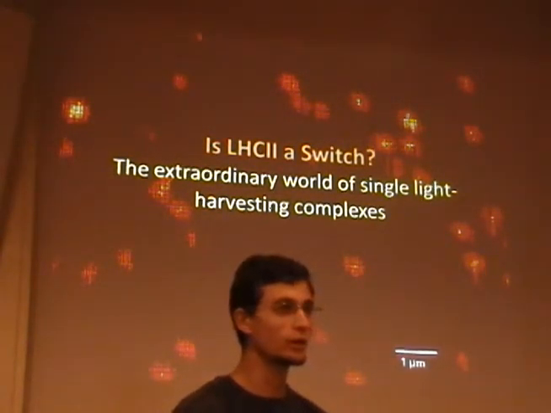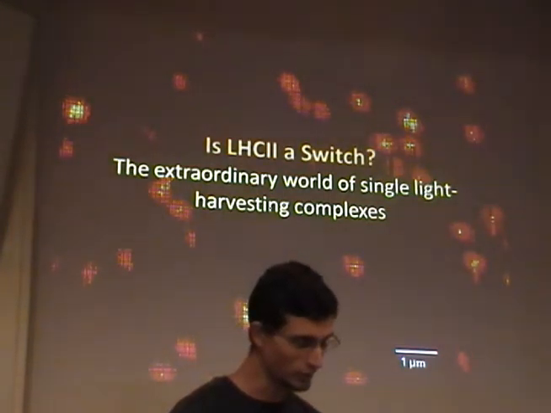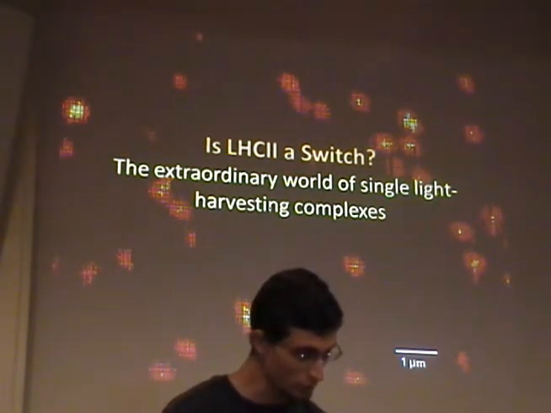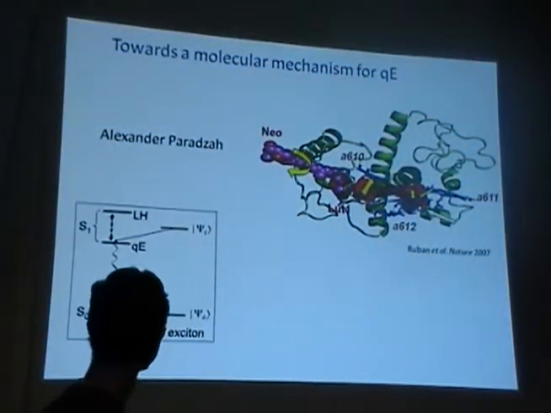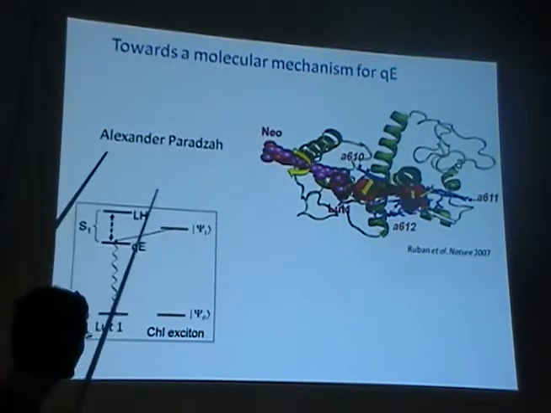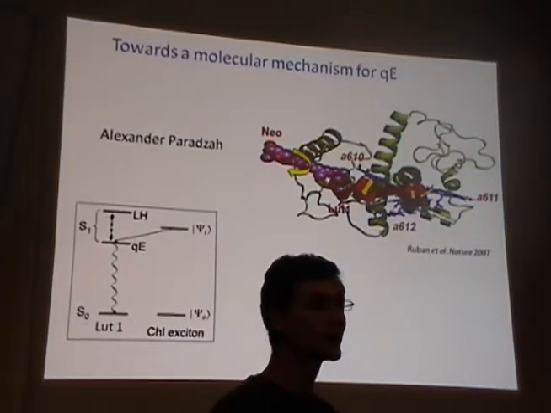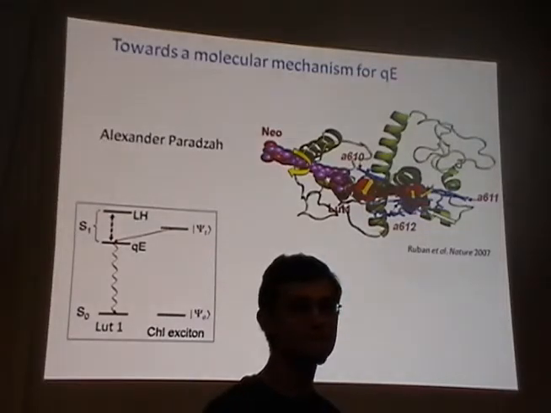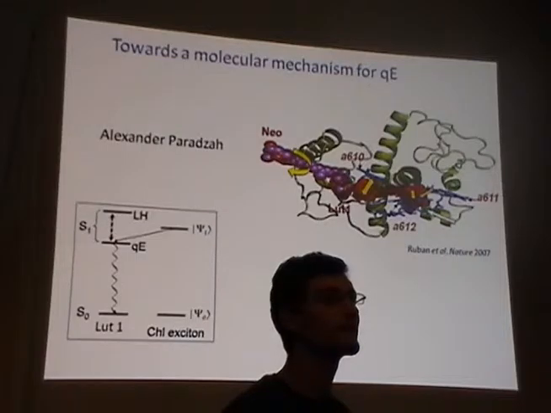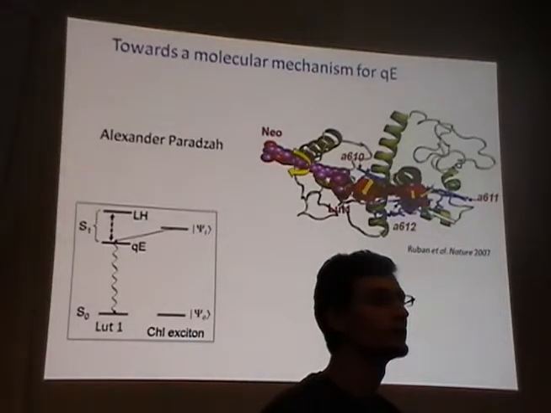And in order to verify whether it is a switching mechanism and how it works, that is then where much of my work comes into play. So that is an approach called single molecule spectroscopy, which I will elaborate on tomorrow. So is LHC2 really a switch to switch between the light harvesting and photoprotective states? Okay, this is all for now, before I steal too much of your lunch time. Are there any questions?